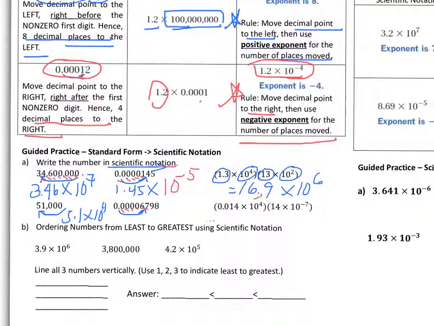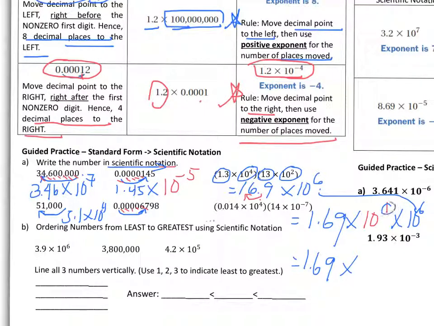Alright, and then we need to shift 1 decimal place to the left because we want the decimal right before the first non-zero digit. Okay, so that would be 1.69 times 10 to the 1st power because of this shift, times 10 to the 6th. I'm just bringing this right down. And by the product property, we just add 1 and 6 to get 7. Okay, so this is our answer.